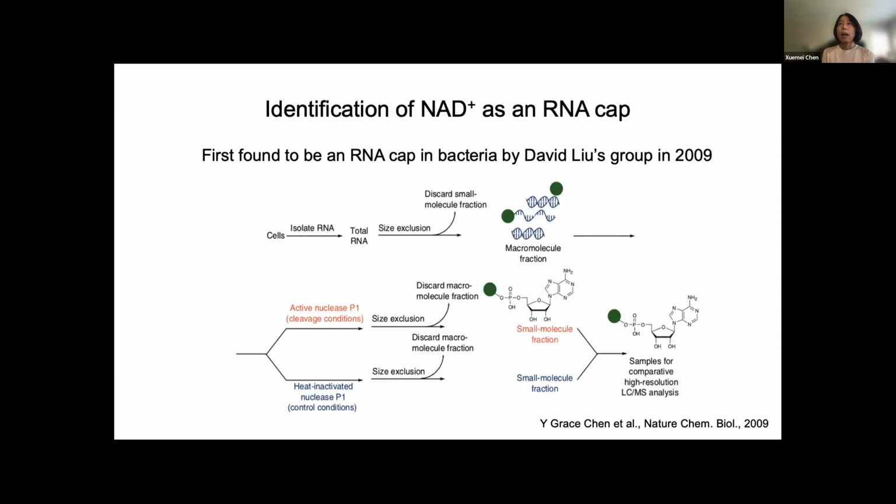So the RNA NAD cap was discovered in 2009 by David Liu's group. So they isolated E. coli total RNA, removed the small molecule fraction, and then subjected the macromolecular fraction to nuclease P1 digestion. So nuclease P1 digests the RNA into nucleotides, and then they subjected the nucleotides to LC-MS analysis. And they were able to detect NAD in RNA. And they further did isotope labeling of RNA and showed that NAD was at the very beginning of RNA. Thus, it was an RNA cap.